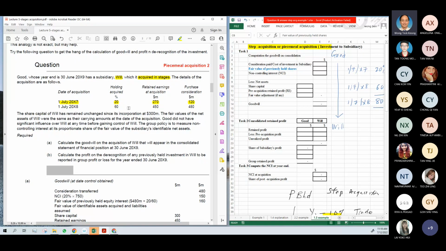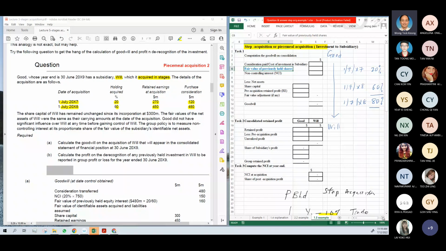Then on 1st July X8, you bought another 60%. Now you have a total of 80% here. The retained profit is 450. Then they purchase for 480. So now we achieve control when you bought another 60. In terms of the diagram, 20% plus 60 gives you 80%.